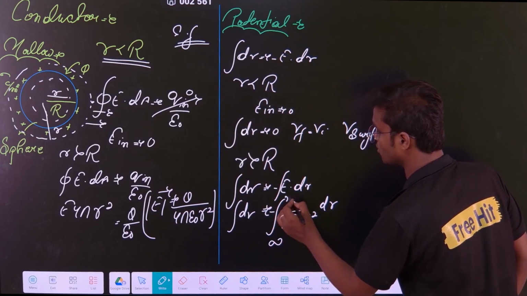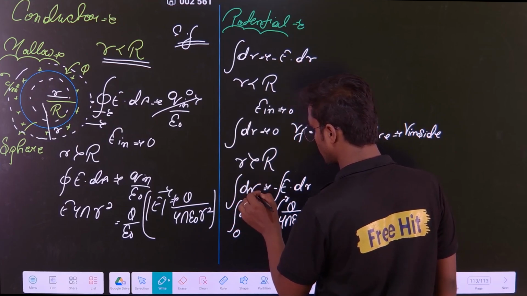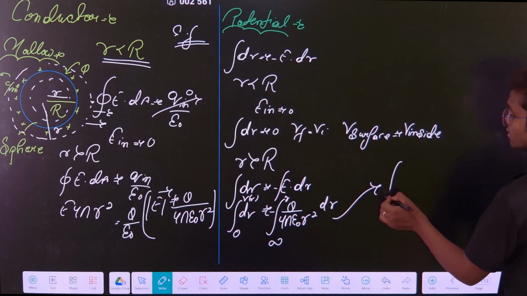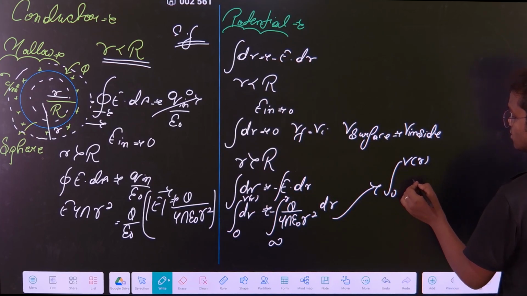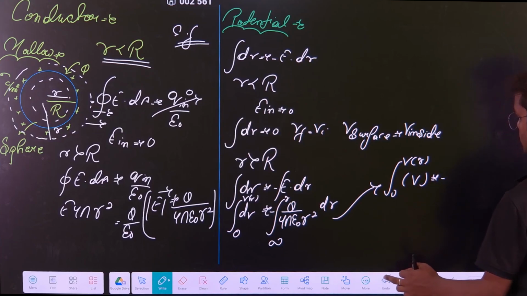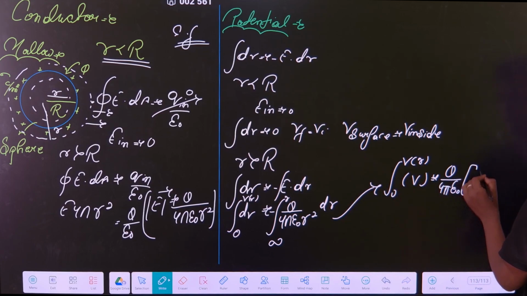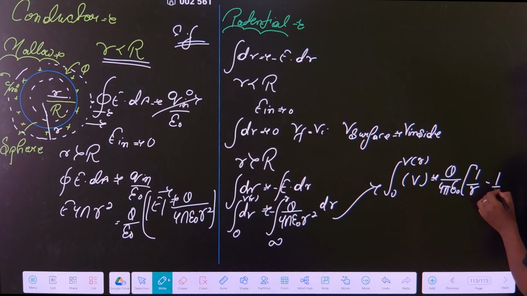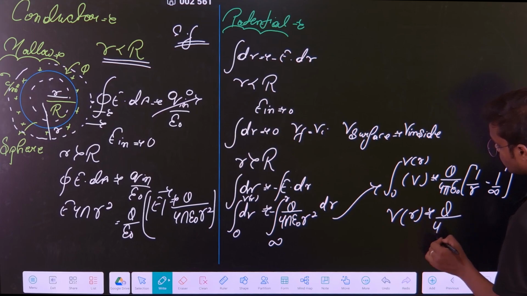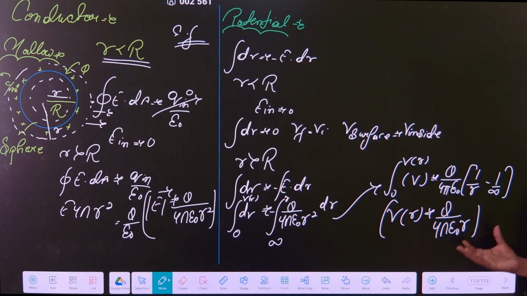From infinity I am going to small r. That is our case. At infinity the potential is 0, that we know, and at some point the potential we want to find is V(r). So basically from here, integrating from 0 to V(r), we get V as Q upon 4 pi epsilon naught, and if you put the limits you will get 1 upon infinity. So from here you will get the potential at distance r, at an outside point, as Q upon 4 pi epsilon naught into 1 by r. So from here you get the potential at any outside point.